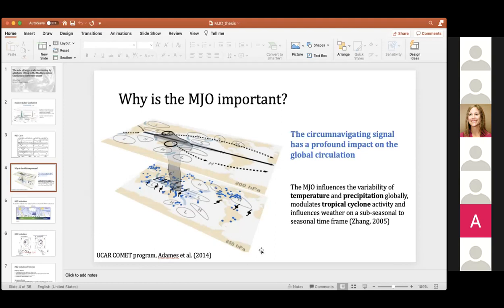So as you can see, the MJO widely impacts the globe, both locally in the tropics, as well as through teleconnections in the mid-latitudes. And this is very important for what's called subseasonal to seasonal predictability, which is the time frame between 2 weeks to 2 months. And this is really important for emergency managers and the energy industry as well as the agriculture industry. So it's really important to understand how the MJO works and how it's represented in our models.